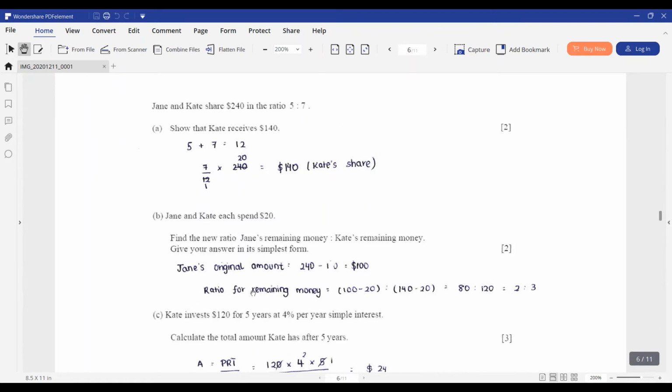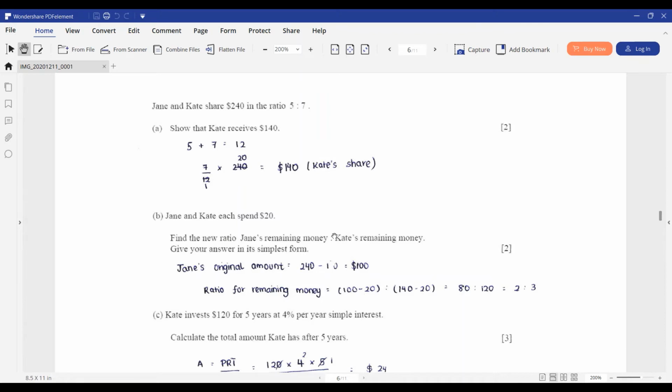Part B. Jane and Kate each spend $20. Find the new ratio, Jane's remaining money to Kate's remaining money. Give your answer in its simplest form. So what we want to do first is find Jane's original amount. So how do you do that? We could take 5 over 12 multiplied by 240, or we could take the total amount, subtract the amount of Kate.